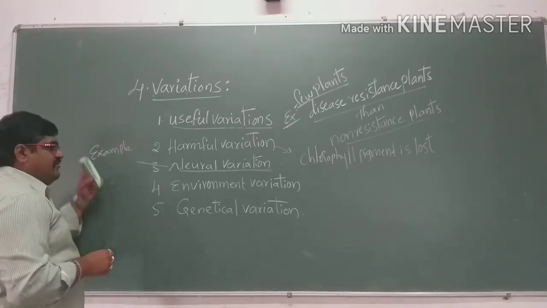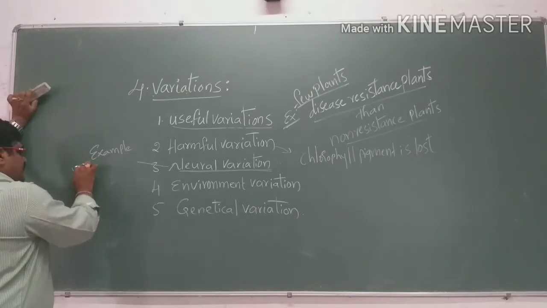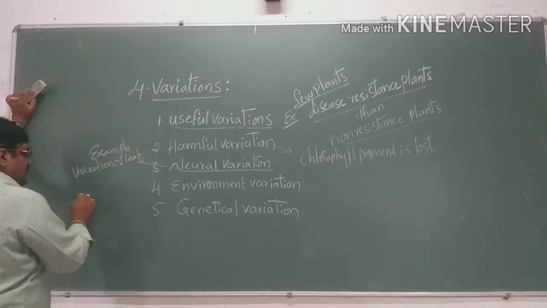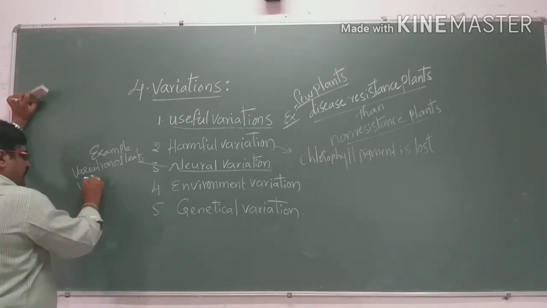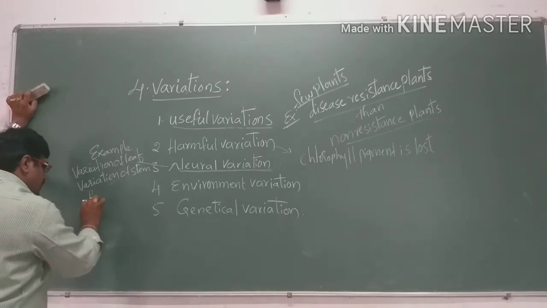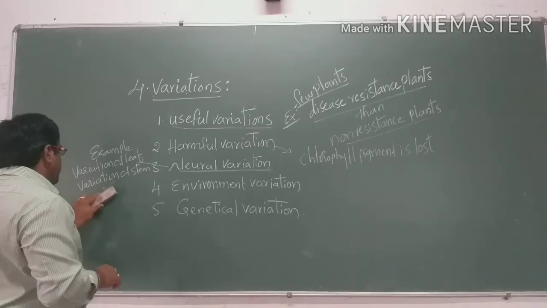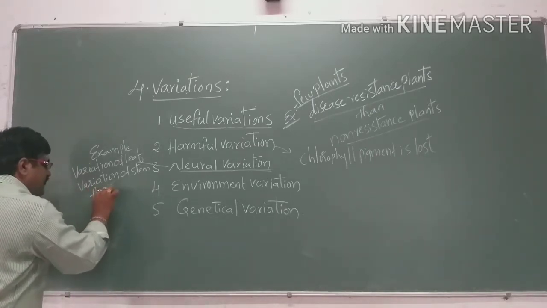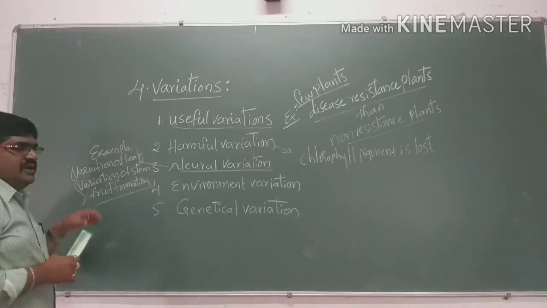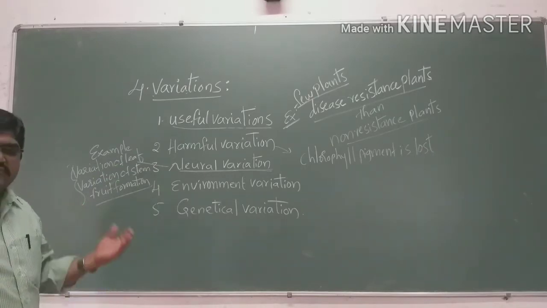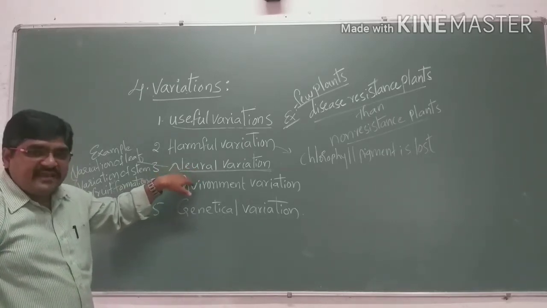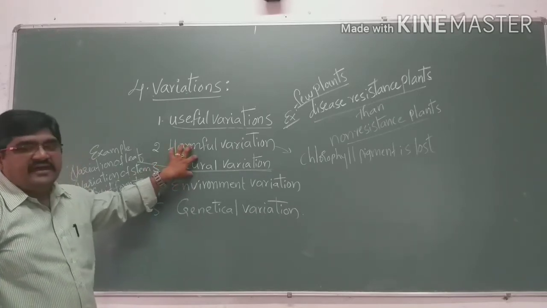Examples for neutral variations: the variety of leaves, the variation of a leaf, the variation of a stem, and fruit formation. Here these are the examples. These are neither useful nor harmful; that means they are neutral in condition. Such types of variations presenting in an organism we can call neutral variations.